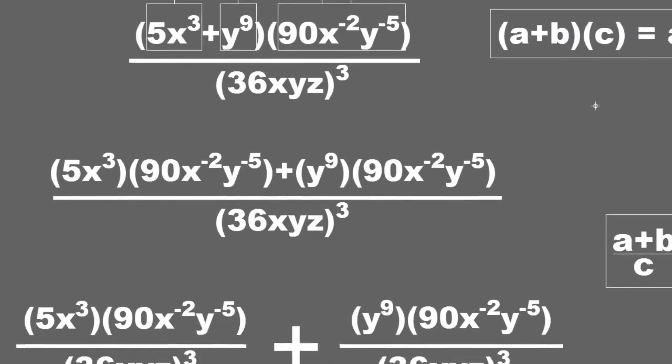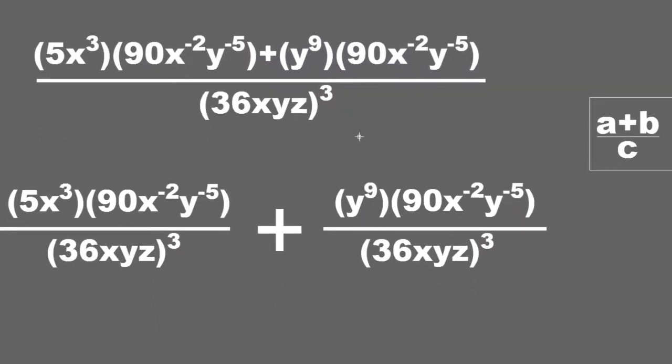So what I get now is what I call the a, which is 5x cubed multiplied by all of this, which is the c right here, and y to the 9th power multiplied also by all of this, which is this side right here, and those two expressions are being added together.